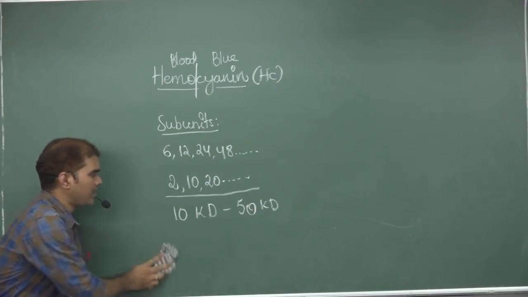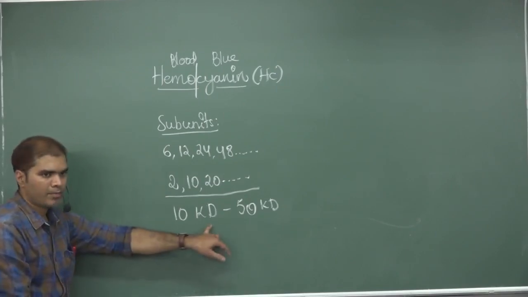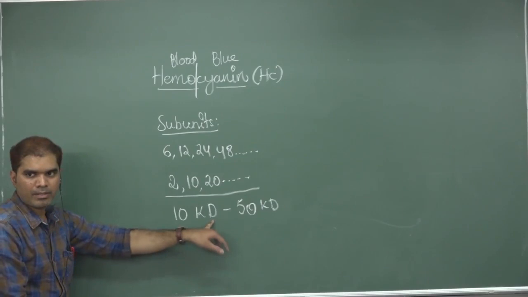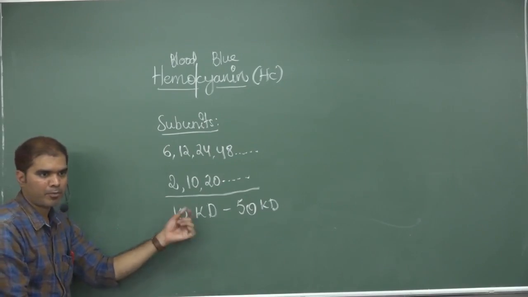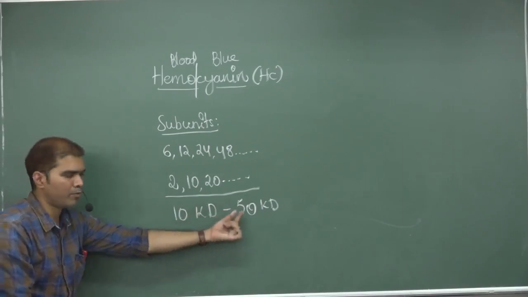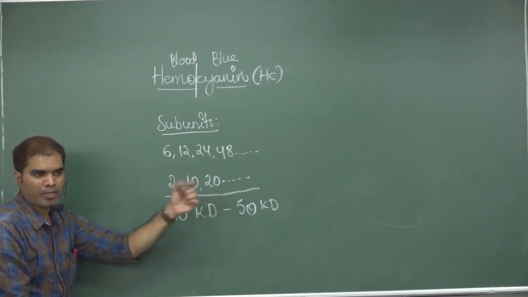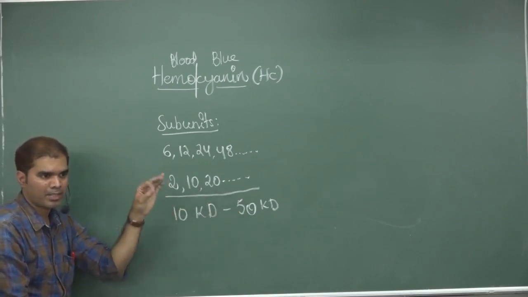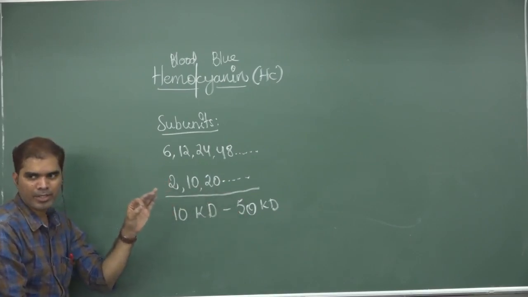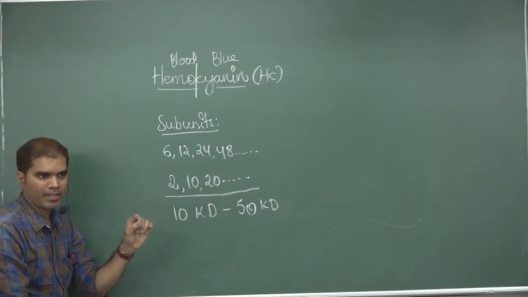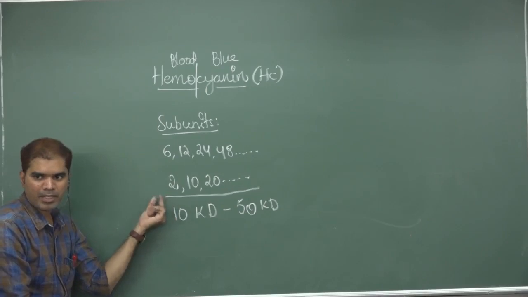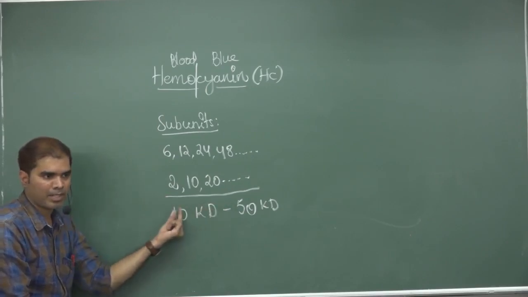Okay. So when I say subunits, what is the weight of a subunit? You can see the weight of subunits ranges from 10 kilodalton to anywhere around 50 kilodalton. For hemoglobin we can say exactly that it is 64 kilodalton. Myoglobin is anywhere around 17 kilodalton. Hemerythrin is 13.5 kilodalton. But this one has a range that depends on the organism.